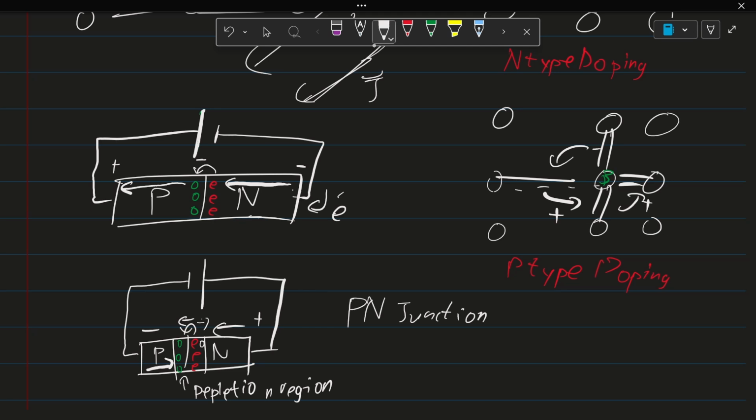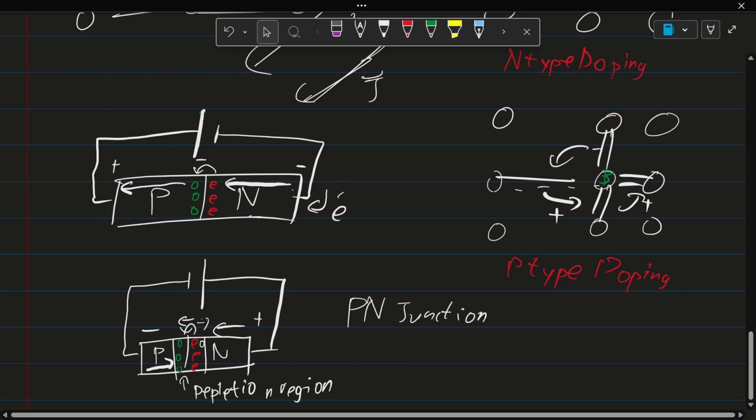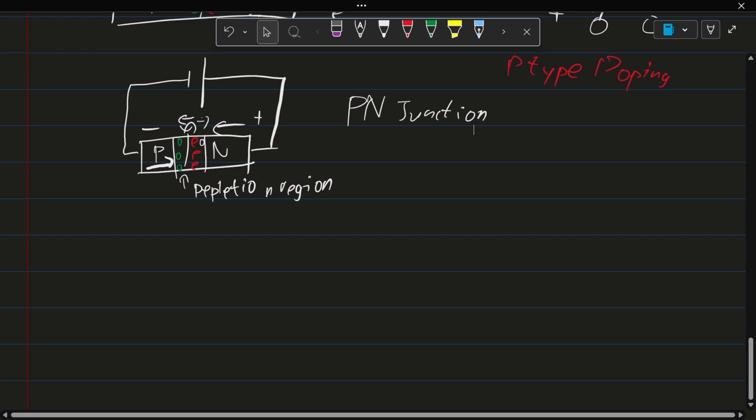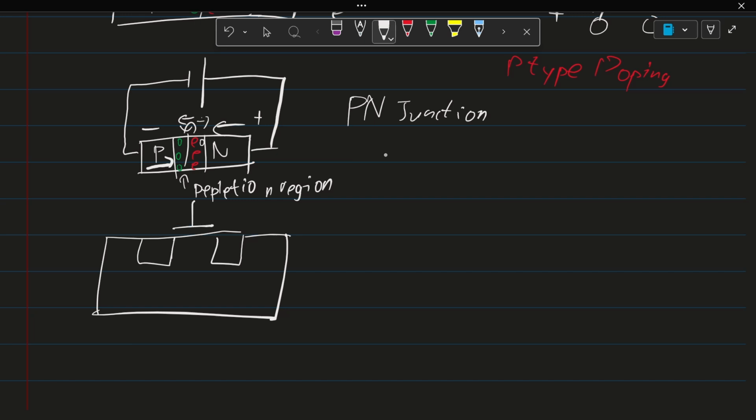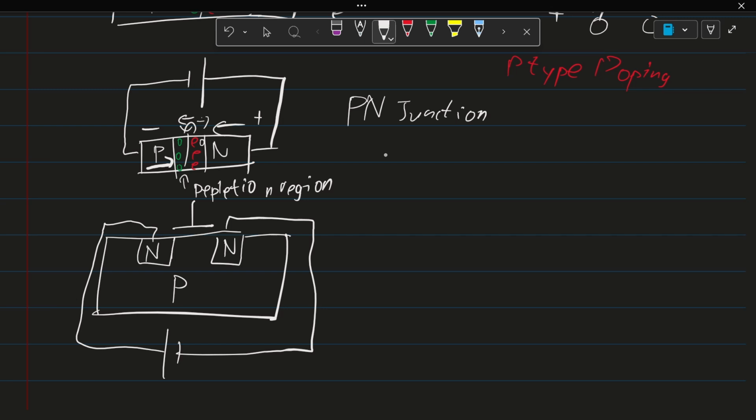Another type of material, or more specifically a tool, is the transistor. So let's have a shape, something like this. I have P-type here, and there are N-types here. I'll just put the charge there. Same logic. So N going to P, this is the positive terminal, this is the negative terminal.